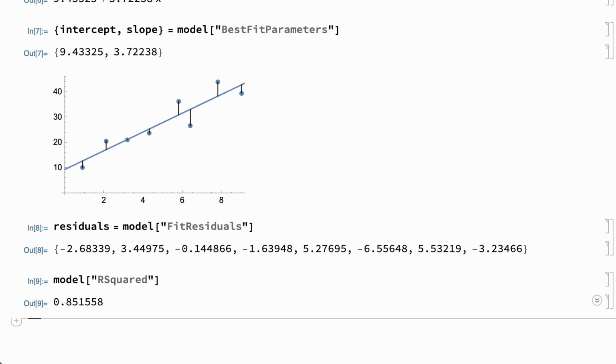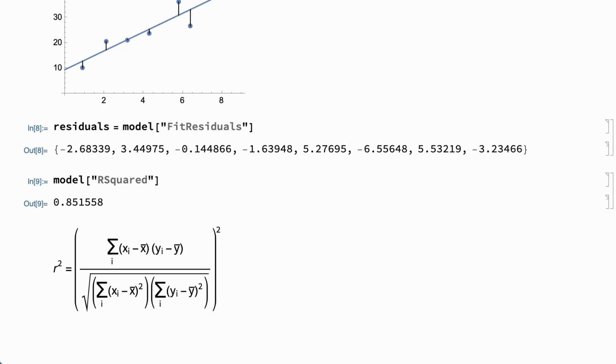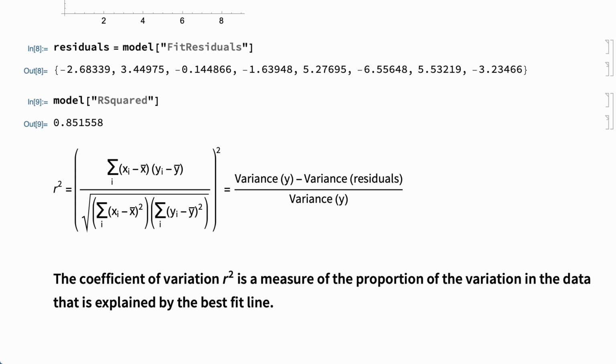R squared can be computed using the formula for r from the earlier section, or that formula can be rearranged with a bit of algebra to get a formula for r squared in terms of the variance of the response y and the variance of the residuals. This way of writing the formula for r squared leads to interpreting r squared as a measure of the proportion of the variation in the data that follows a straight line, or that is explained by the line.